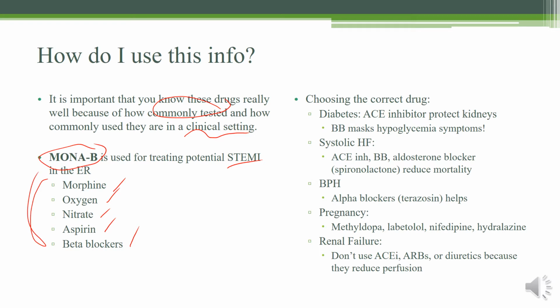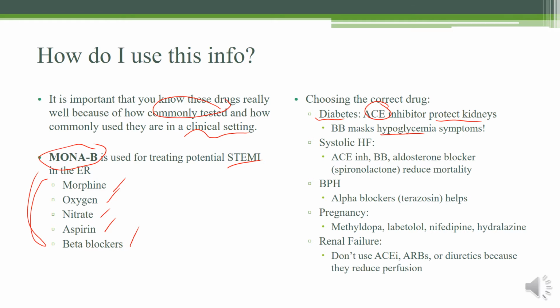Something that you do need to know is that there are different drugs for different types of patients. If they have diabetes mellitus, you may want to give them an ACE inhibitor because it's been proven to be protective of their kidneys and increase their lifespan. Beta blockers may mask hypoglycemia, so you might not want to give that to someone who is diabetic.